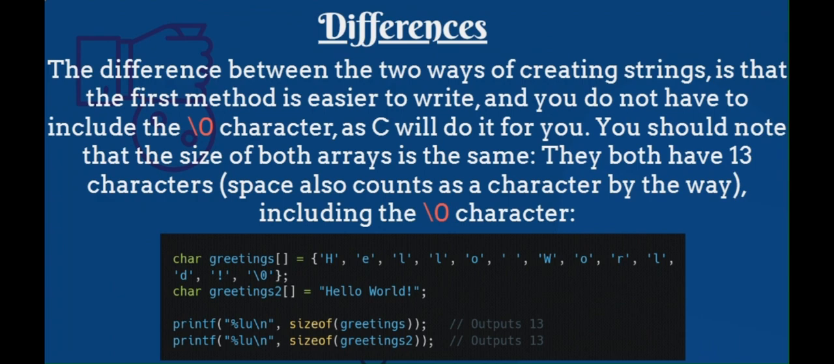Differences. The difference between the two ways of creating strings is that the first method is easier to write, and you do not have to include the \0 character, as C will do it for you. You should note that the size of both arrays is the same, they both have 13 characters. Space also counts as a character, by the way, including the \0 character.